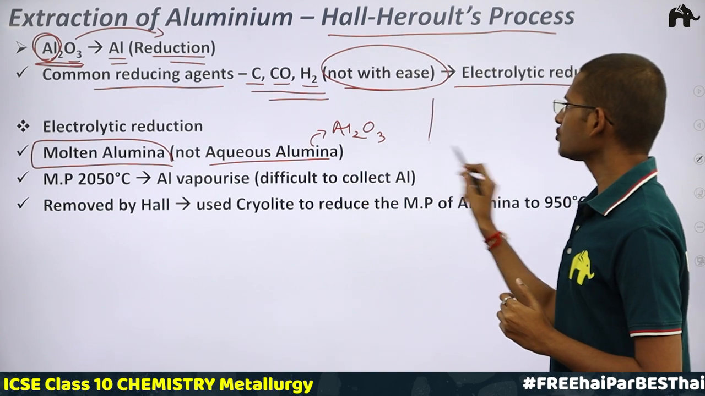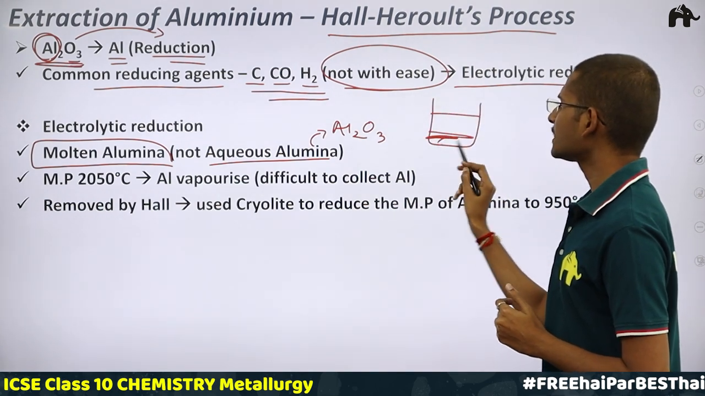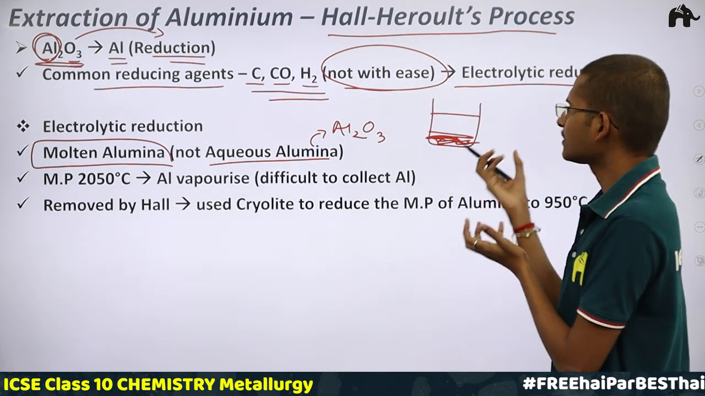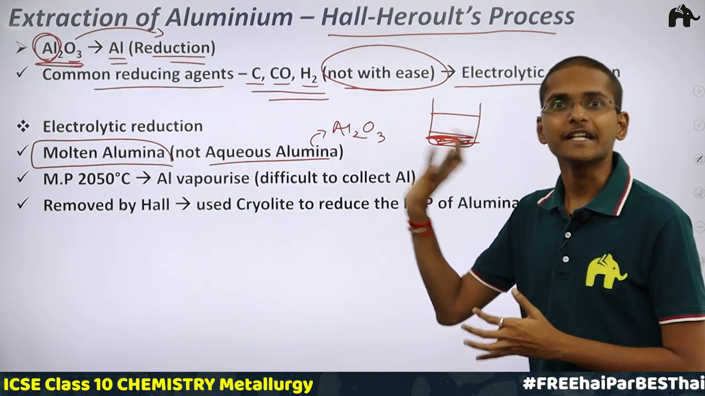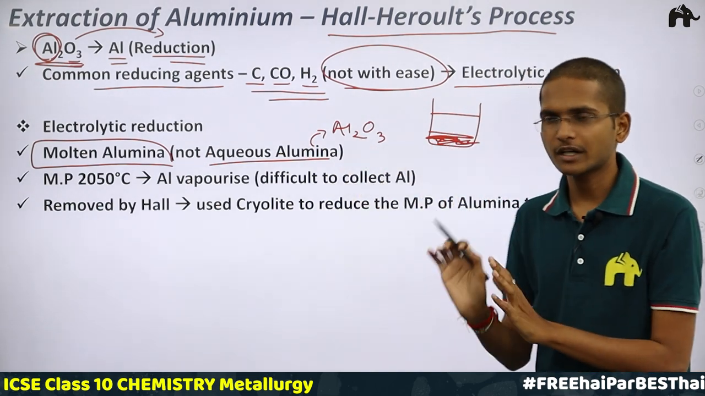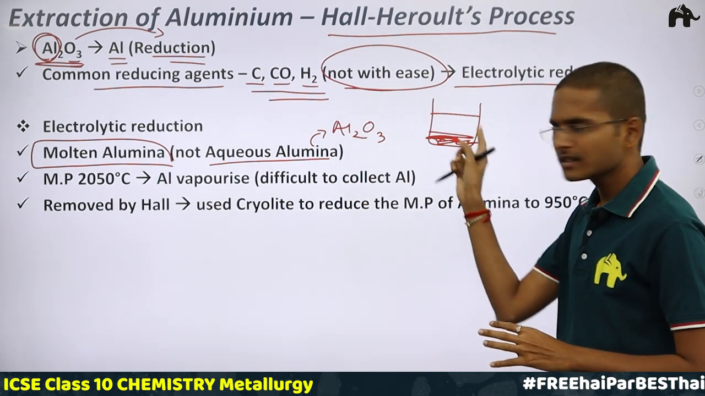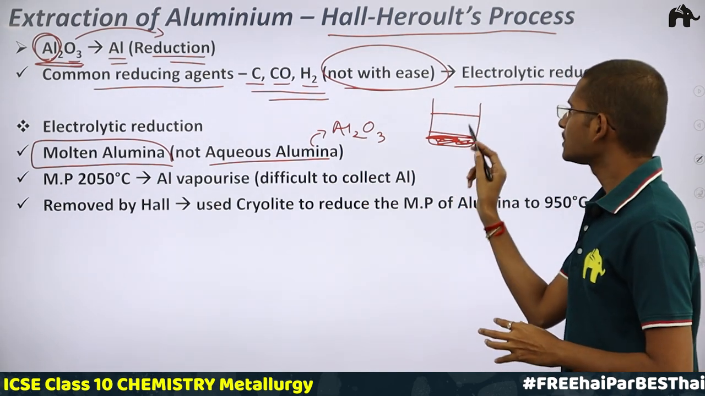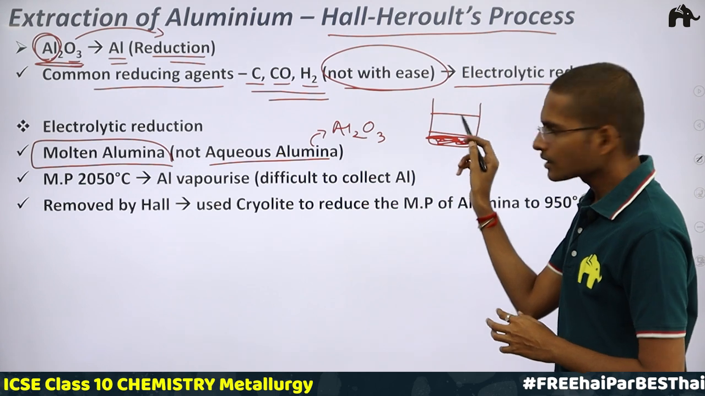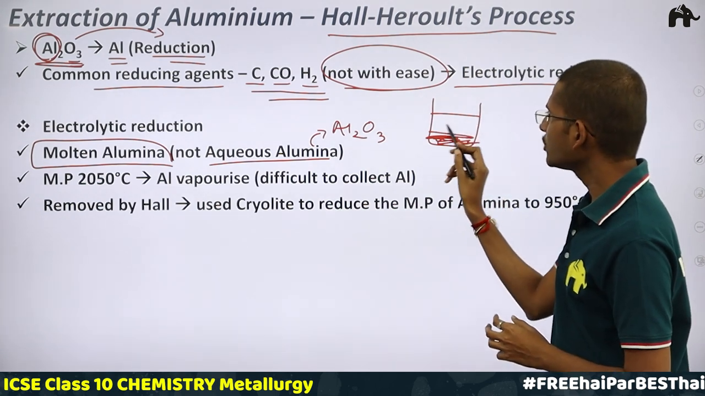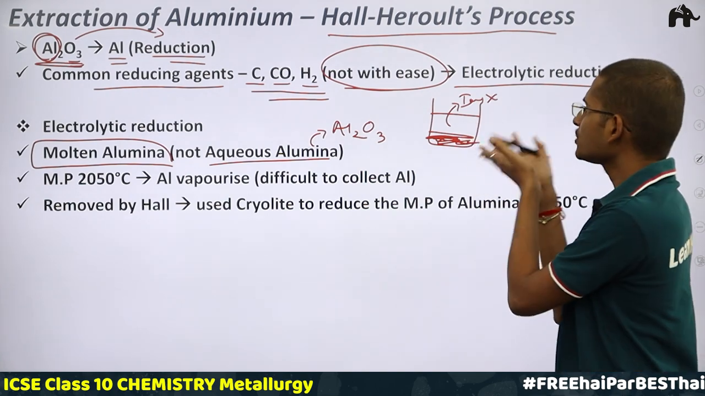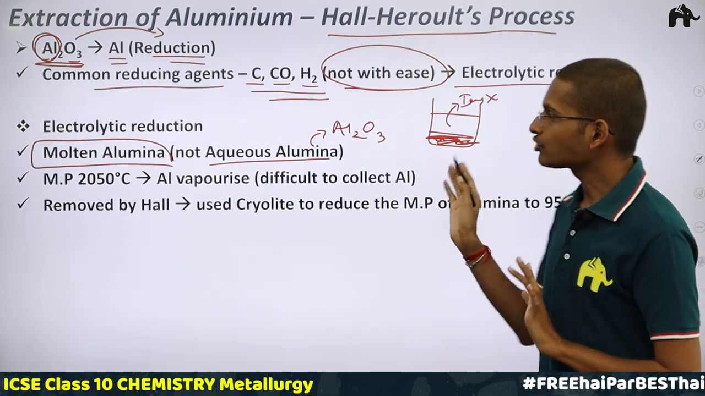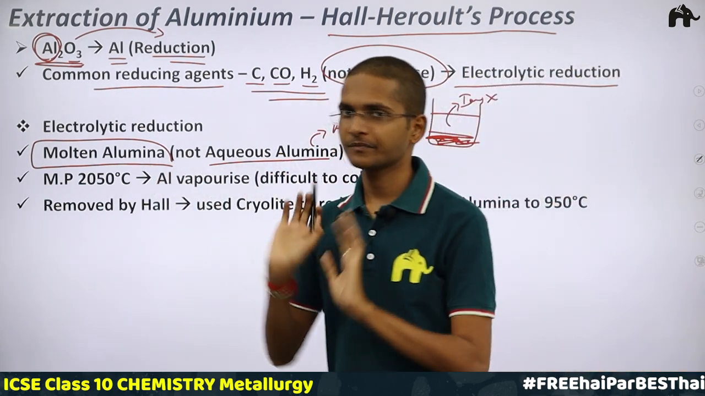Now, if it is insoluble in water, it would just settle down at the bottom. It would not get mixed up. So we cannot use this as an electrolyte. We have studied in electrolysis everything about electrolyte. Because in this aqueous solution of alumina, there would be no ions, because our alumina is not getting dissolved in water itself. So that's why we need to use molten alumina, first of all.